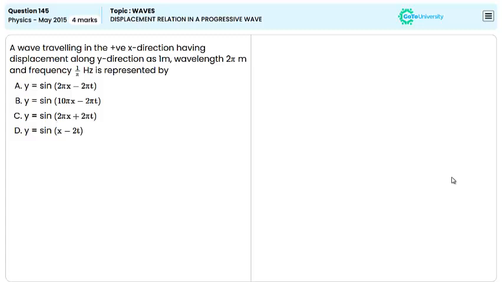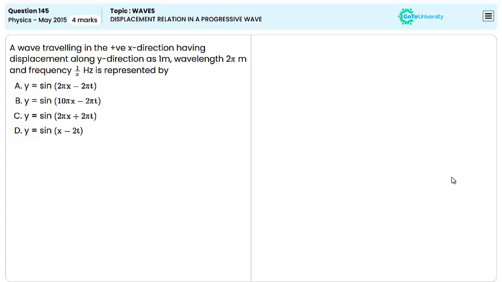A wave traveling in the positive x direction, having displacement along the y direction as 1 meter, wavelength as 2 pi meter and frequency as 1 by pi hertz, is represented by which of the following equations? This problem involves the displacement equation of a progressive wave traveling in the positive x direction.